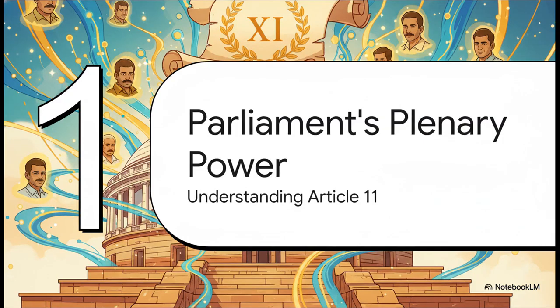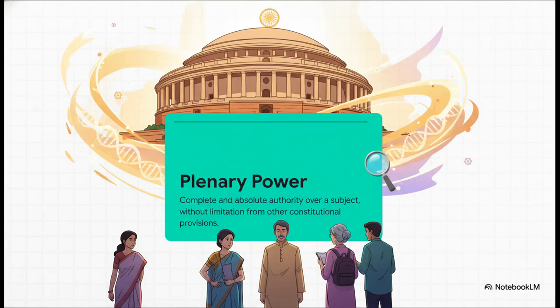Okay, so let's get down to the foundation of it all. Everything, and I mean everything, we're about to discuss flows directly from the immense power that Article 11 gives to Parliament. Now, before we even read the article, you need to understand this term, plenary power. This isn't just a fancy legal phrase. In constitutional law, it means complete and total authority. It signals that this power is massive and isn't easily limited. This very idea is the beating heart of Article 11.